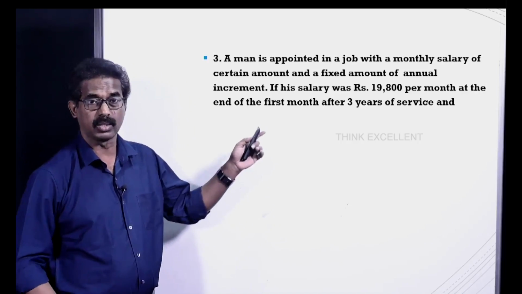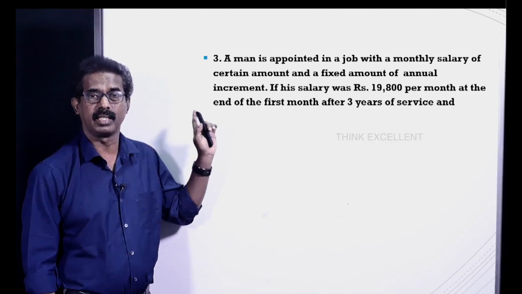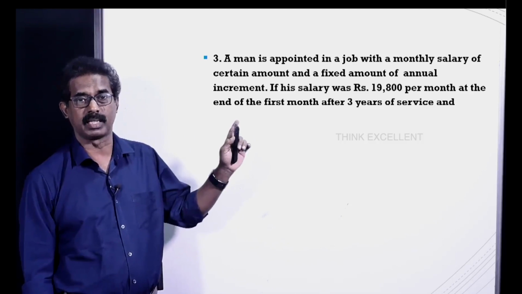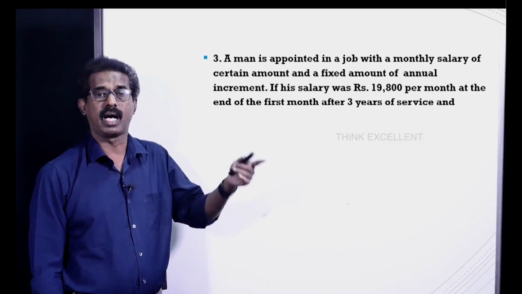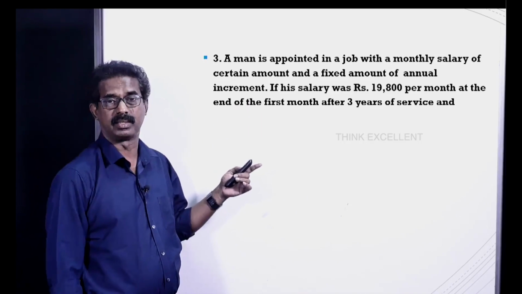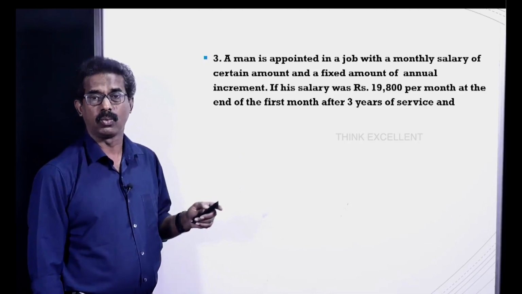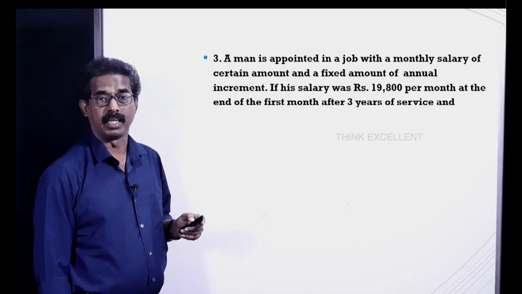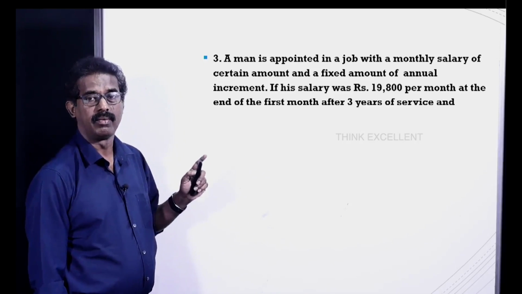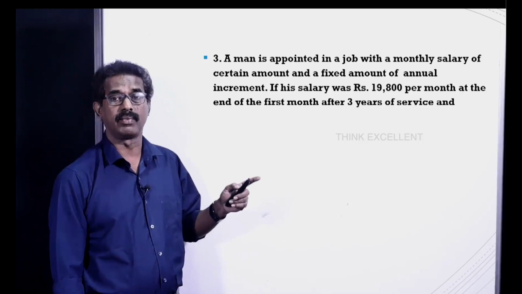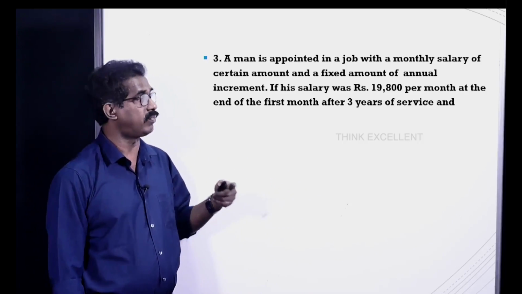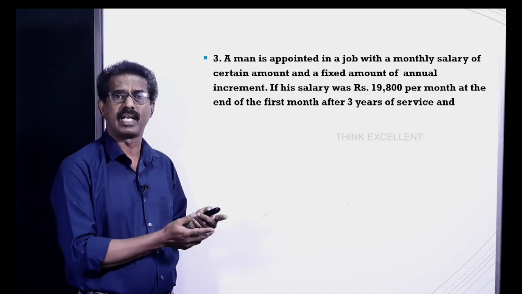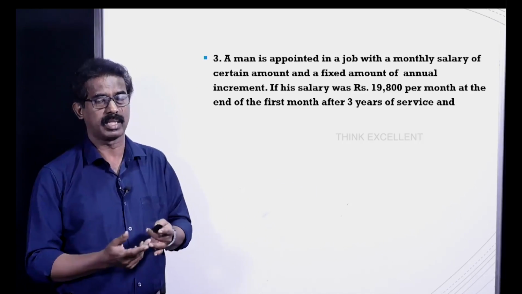So here you read the question fully and carefully. A man is appointed in a job with a monthly salary of a certain amount. So we don't know what his monthly salary is, and a fixed amount of annual increment. Then if his salary was 19,800 per month at the end of the first month after 3 years. After 3 years, so 3 times he gets the increment, right? We don't know his salary. We don't know his increment. That's what they asked at the last.